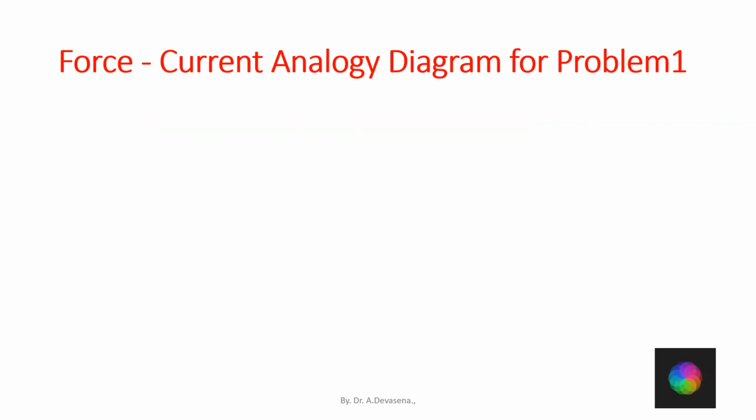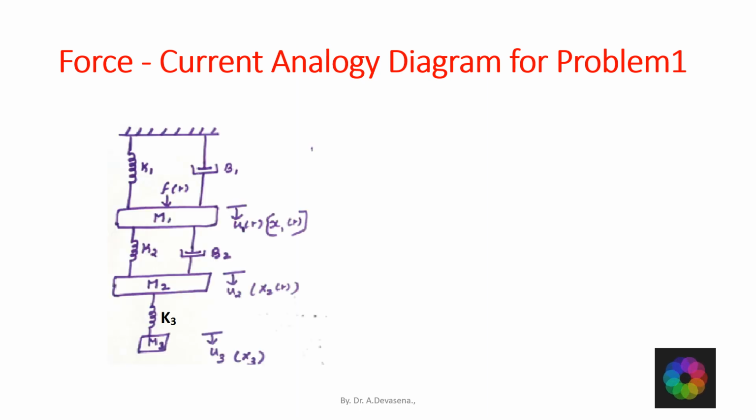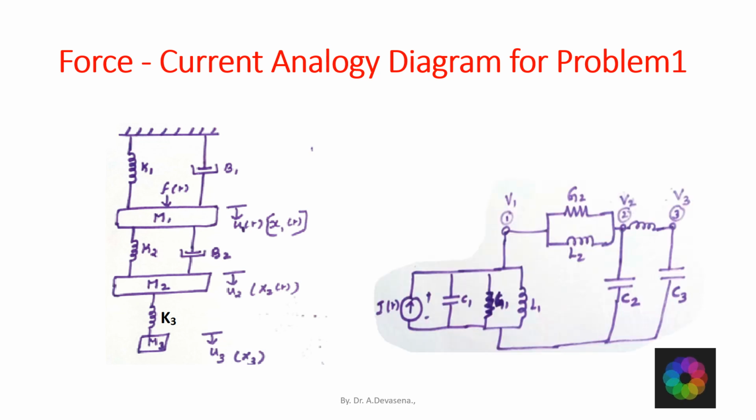Force current analogy diagram for the problem 1. This is the representation of a mechanical translational system. The corresponding analogous electrical representation, that is the nodal analysis diagram for the given mechanical system, is shown here. And this is the analogous diagram for the given mechanical translational system in terms of the nodal analysis in electrical system.